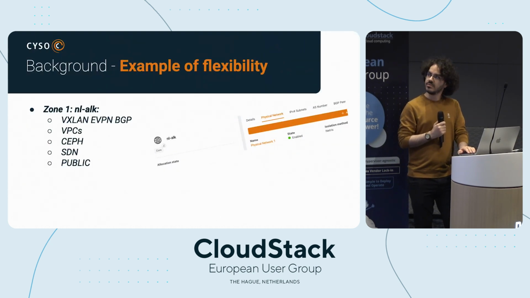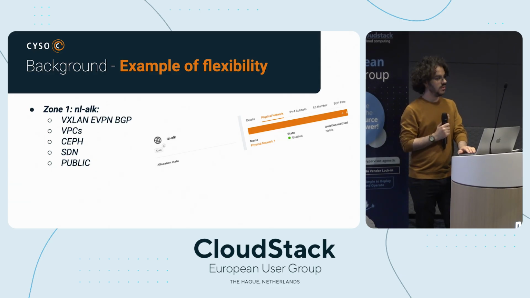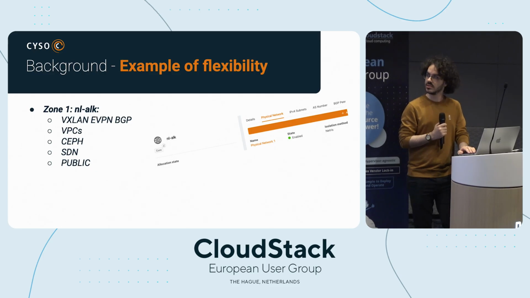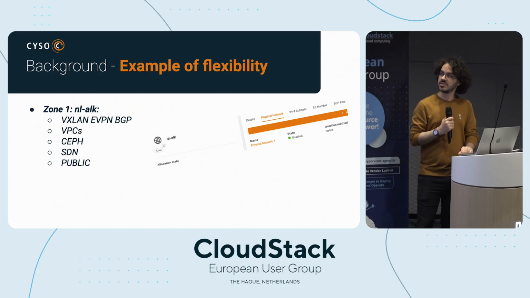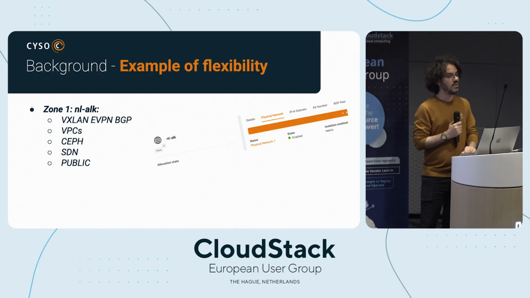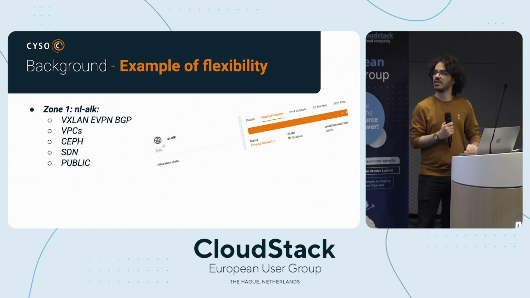So a little example of this flexibility. We currently run two zones at our office in Alkmaar in the Netherlands. One of these is a VXLAN EVPN BGP zone with virtual private VPC networking. So as a customer, you can make a VPC with, say, a public routed IP range, and it's completely segregated from the other customers. Ceph storage, an SDN, in our case, Netris, and it's meant for public consumption.